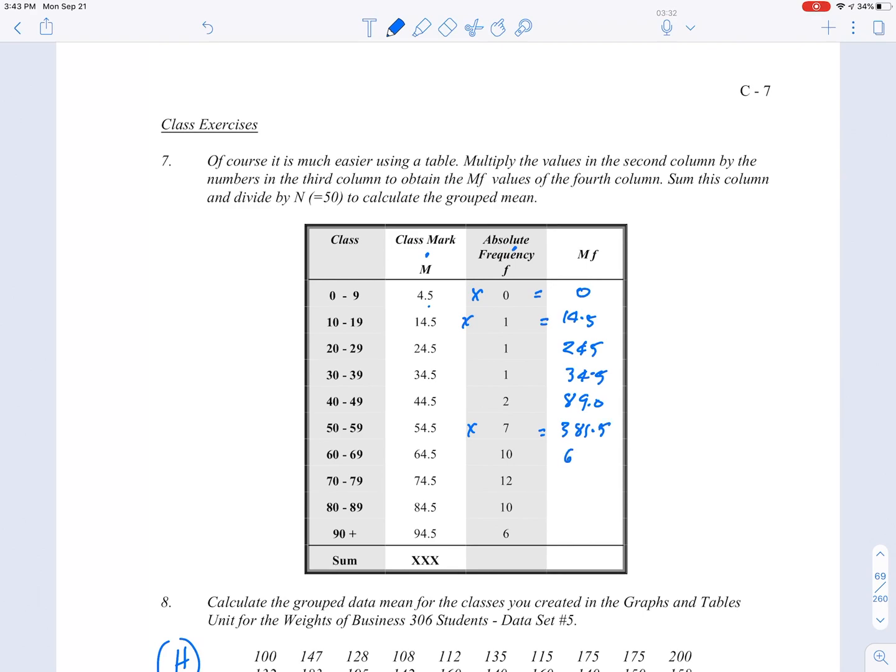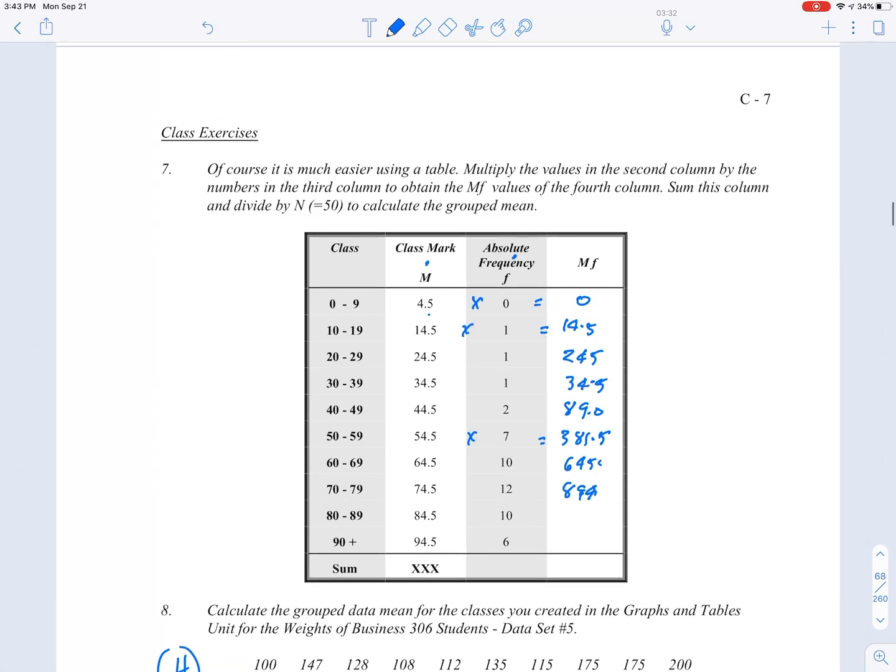And we've got 645, and then we've got 894, and then we've got, oops, sorry, I've got to back up here just a bit.